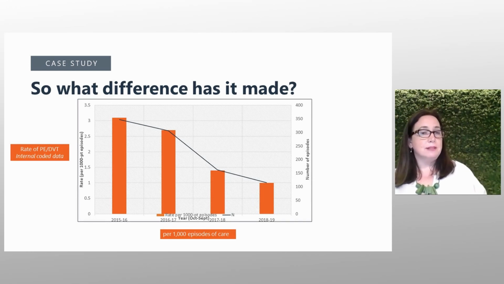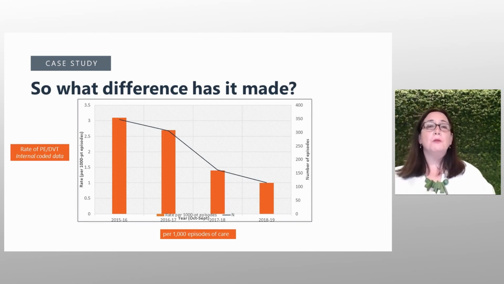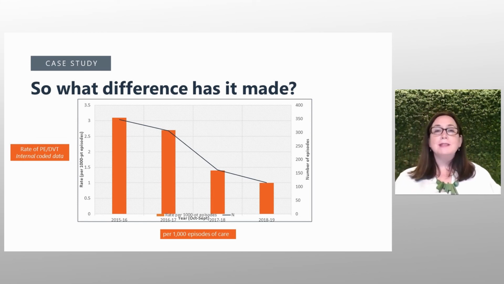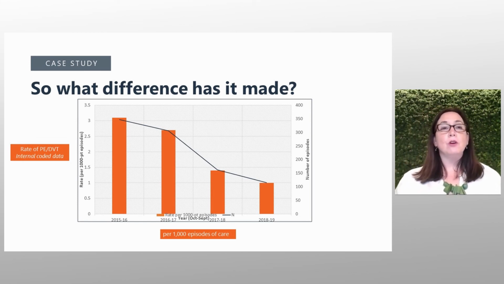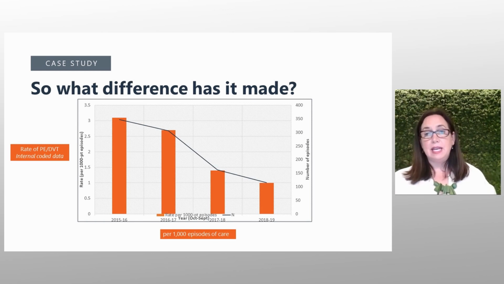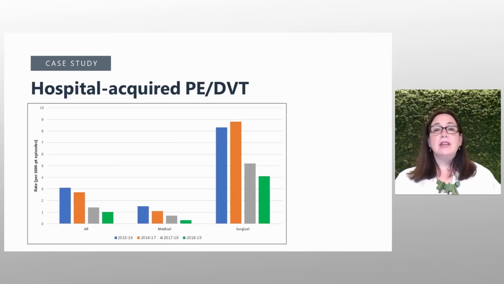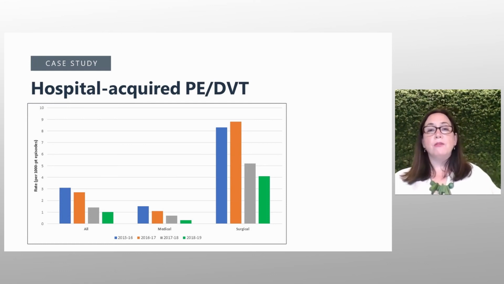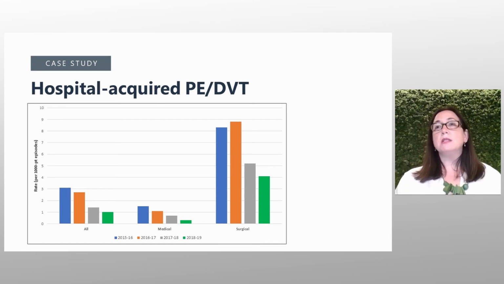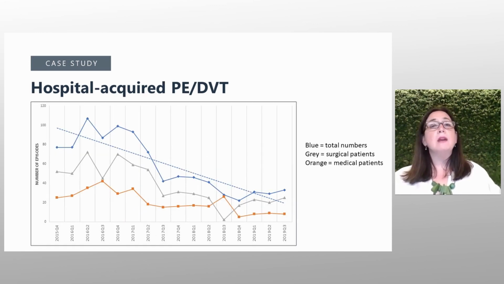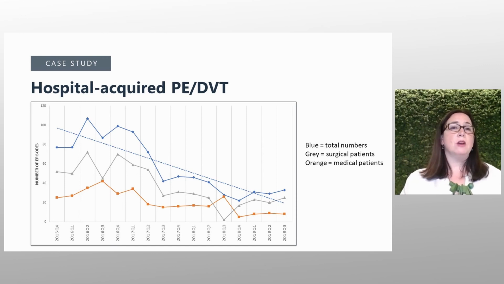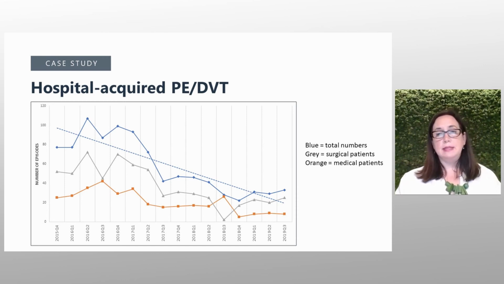So has it made a difference? And the answer is yes. So you can see over the last 4 odd years, we've managed to achieve around about a 66% reduction in the rate of hospital-acquired PEs and DVTs. So it's fantastic. It's certainly, we're kicking goals. You can see from this slide that in terms of the risk profile of medical versus surgical patients, the surgical patients continue to be our high-risk group, but they also are heading in the right direction in terms of the occurrence of hospital-acquired PEs and DVTs.